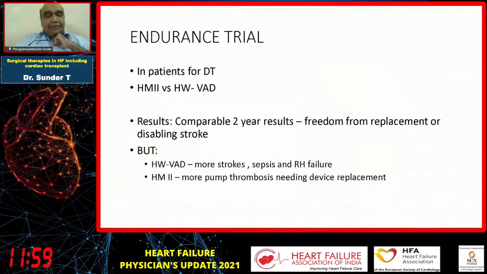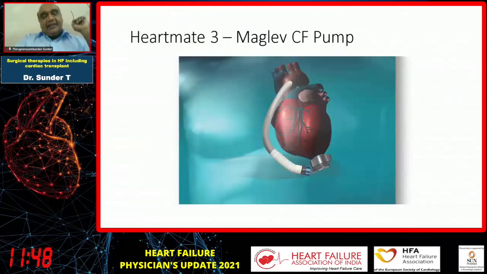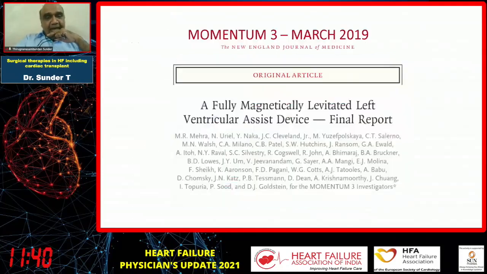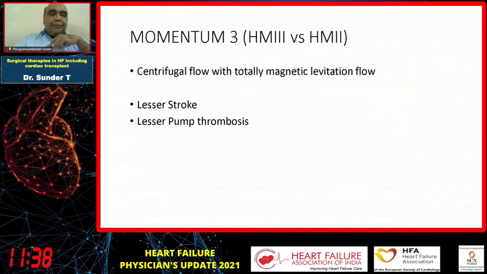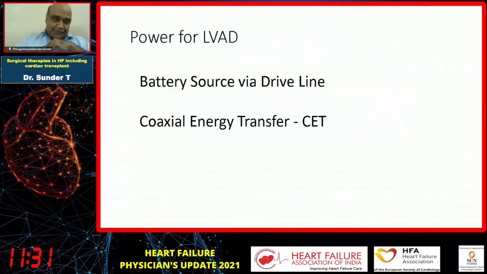Now these LVADs, or left ventricular assist devices, fit within a palm, and that is a chest X-ray showing a ventricular device in place. A couple of trials pretty much show there are two major LVADs in the market, which are HeartWare and HeartMate 2. Both of them had pros and cons. Now, this is the HeartMate 3, the latest one, which uses magnetic levitation for a centrifugal pump. The MOMENTUM 3 trial compared the previous generation, HeartMate 2, with the current generation. The current generation has less stroke and thrombosis.